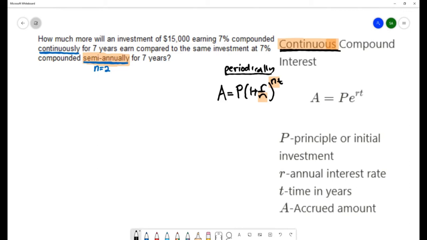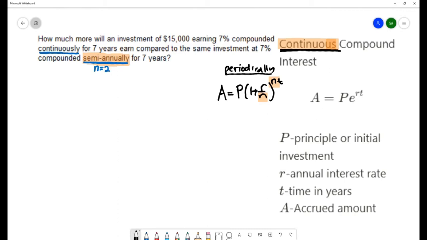You allow the interest to start accruing from the moment that you open the account. So you allow the interest to start adding up right away instead of waiting that period of time. Now, mathematically, that allows us to simplify the formula.